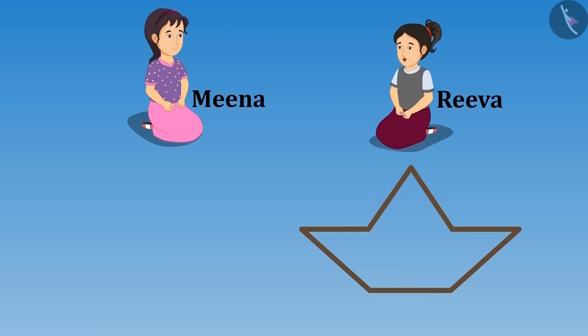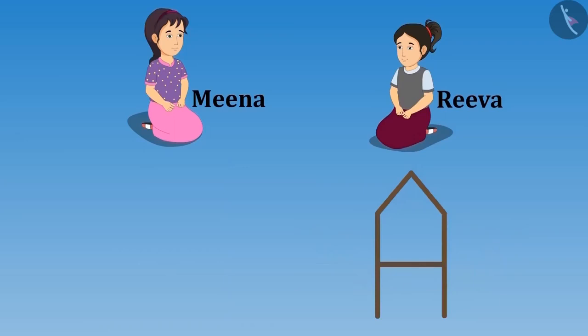Sure, sister. I can try. Sister, in my opinion, there are 7 angles in this. You are absolutely correct, Riva. Now can you change the angles in this shape and make a new shape? Riva has made this shape with those 7 sticks.